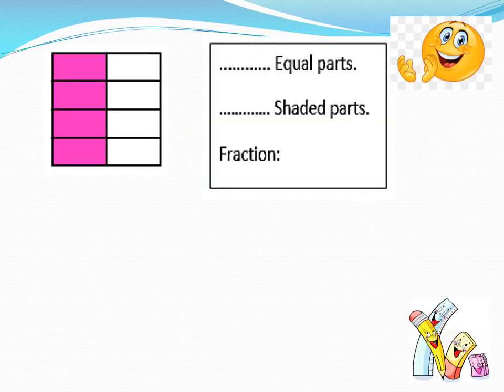Here we have some examples. How many equal parts here? 1, 2, 3, 4, 5, 6, 7, 8. We have 8 equal parts. And how many shaded parts? 1, 2, 3, 4. We have 4 shaded parts. Our fraction is, I will make a line. Under the line, I will write the total of parts, 8. And above the line, I will write the number of shaded parts, 4.